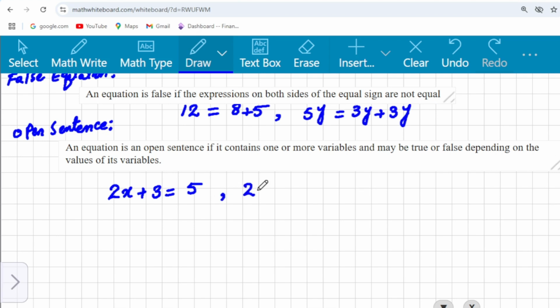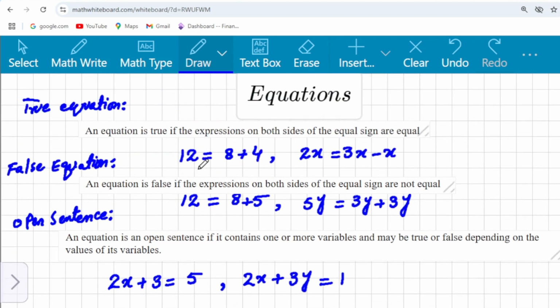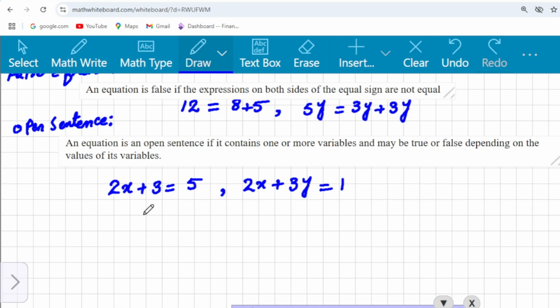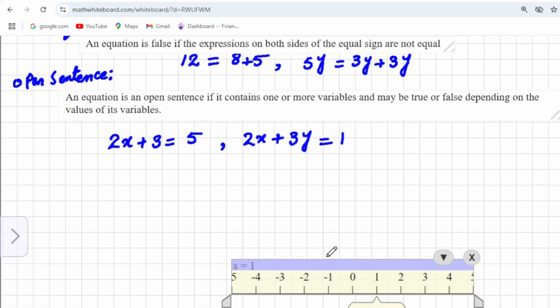Similarly, if we write here 2x plus 3y is equal to 1, for some values of x and y it may be true, but not for all values of x and y. So we can't say anything about this. This is an example of an open sentence. True equations are those in which both sides are equal. If both sides are not equal, they are false. An open sentence is one in which we can't say, it depends on the value of the variable.